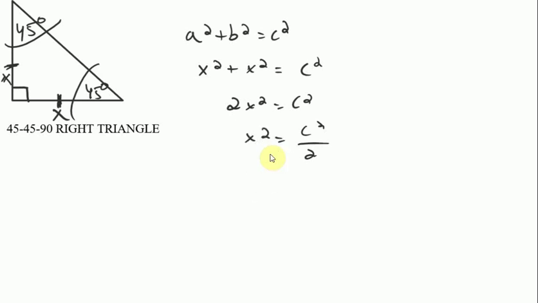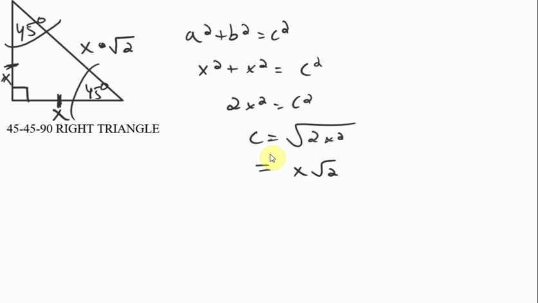Then, or wait, that's probably not the best way to do it. Yeah, so we're solving for c, right? So then c equals rad 2x squared equals x rad 2. So this is going to be x times rad 2. All right, then we have some more identities with sine and cosine. So sine of 45 will equal, well, let's think about it. Opposite over hypotenuse will yield 1 over rad 2.